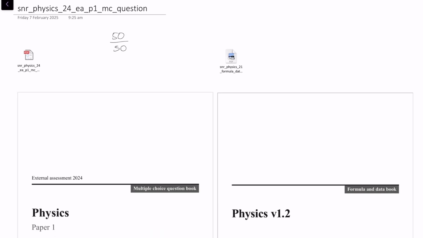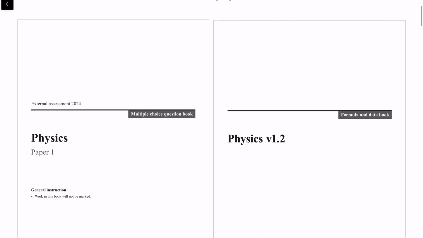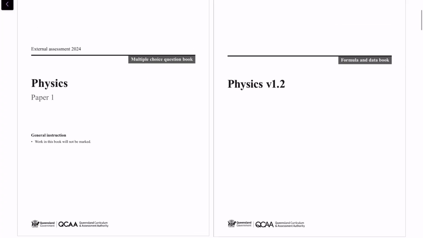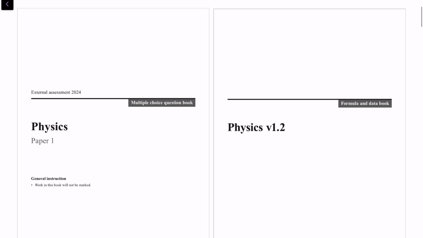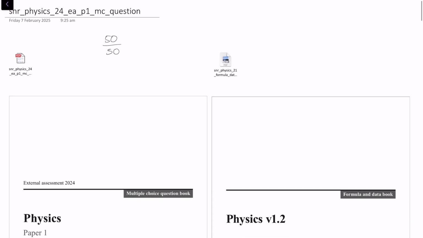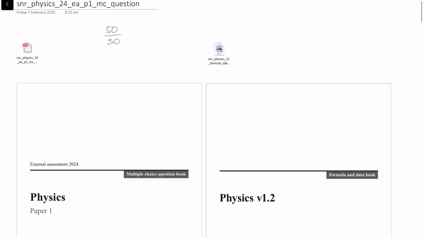With physics, today I'm just going to be going through the multiple choice question book, and I was pretty confident overall with how I went in the exam with it. I'm pretty certain that I got 100%, otherwise I wouldn't have got the 50 for the external. But here I'm really just trying to show you how to get those marks. And yeah, so I'll just go along.